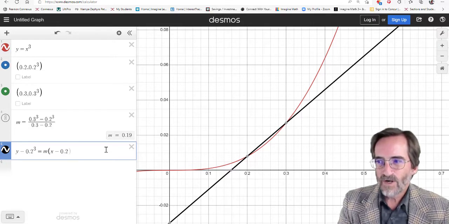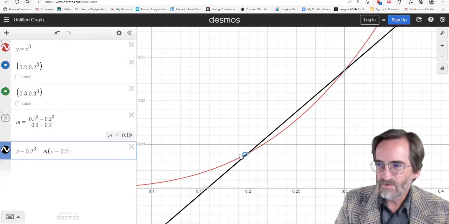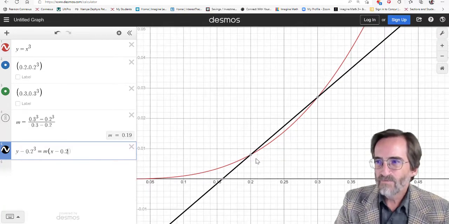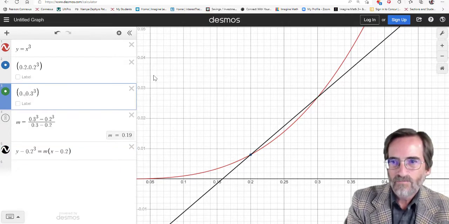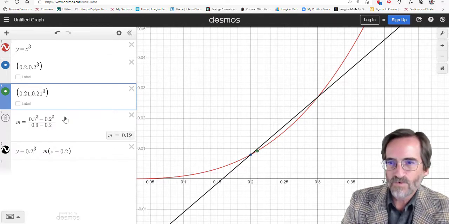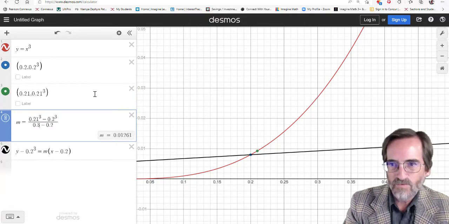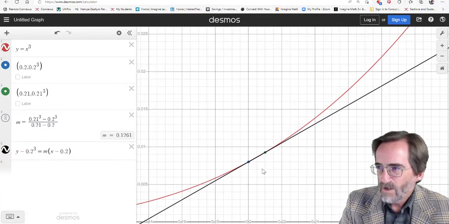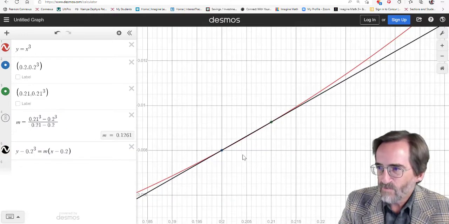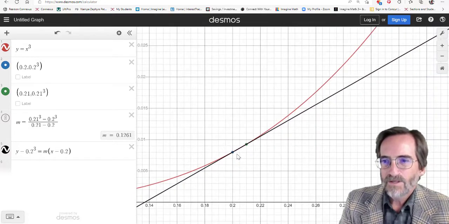Now, is that going to be approximately the slope of the tangent line? And you can see as we zoom in here that it's too steep. Now, I can make a better estimate here by putting in something other than 0.3, like 0.21 and 0.21 cubed, and do those really close. And then we get something a little bit better, but it's not perfect. If we look at it really closely, we'll notice it's still a little bit too steep.